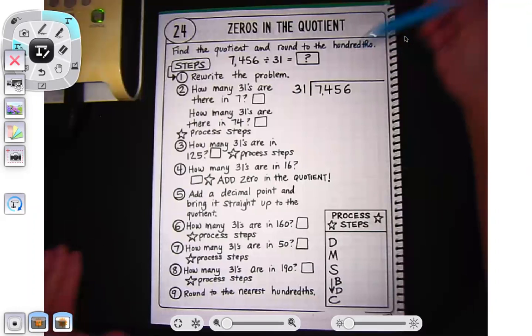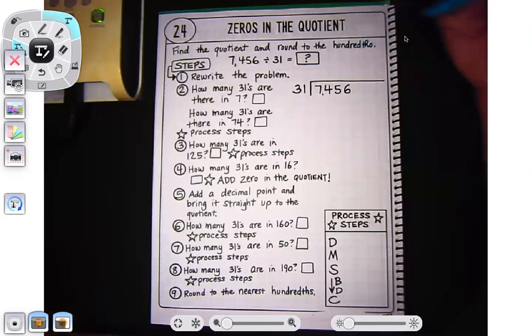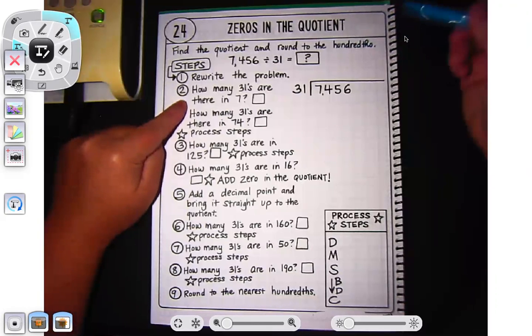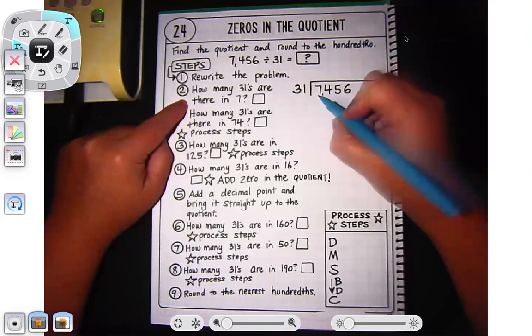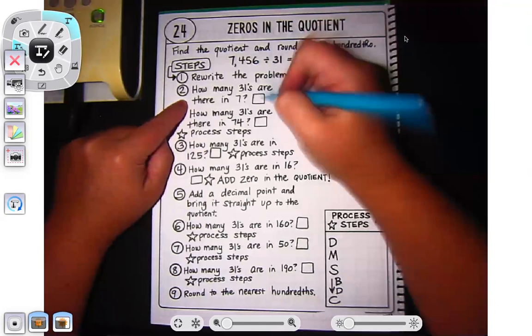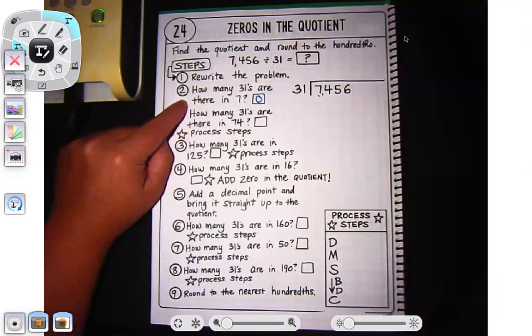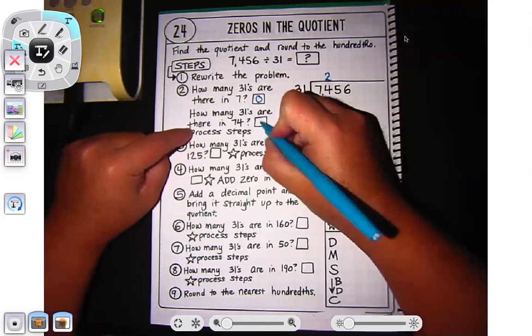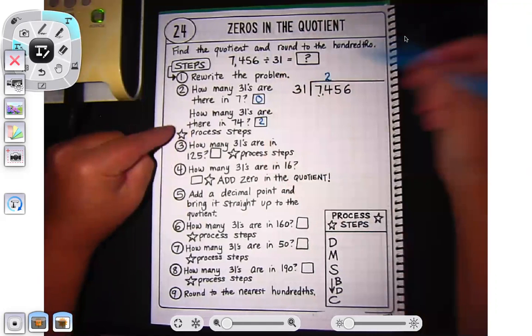So we're taking 7,456 divided by 31. So what we're asking ourselves is, how many 31s are in 7? Are there any 31s in 7? No, there are 0 31s in 7. How many 31s are there in 74? Well, we know that there are 2 31s in 74.